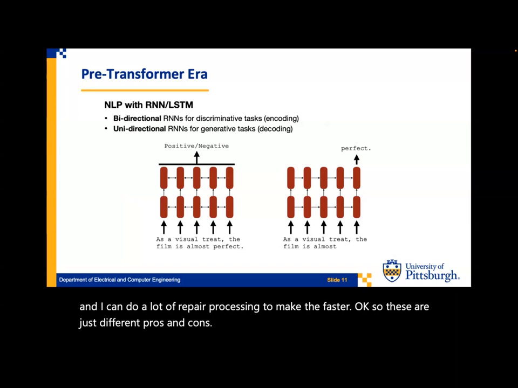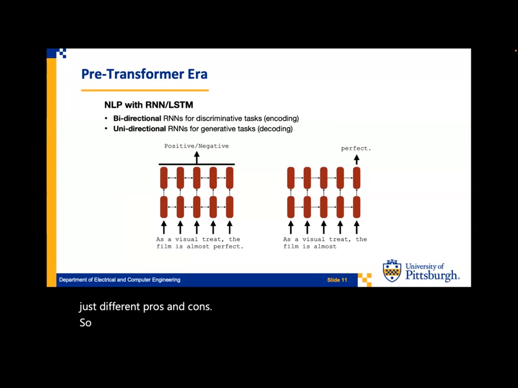So these are two examples of recurrent neural networks used for discriminative and generative tasks.